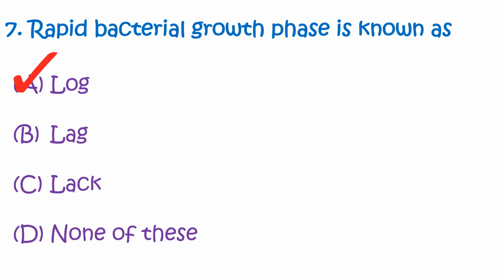So initially the microbes are adjusting to the medium, and once they are adjusted, they start growing rapidly in the next phase, which is also called the log or the exponential phase. The primary metabolites are synthesized in this log phase, and thus there is a rapid bacterial growth.